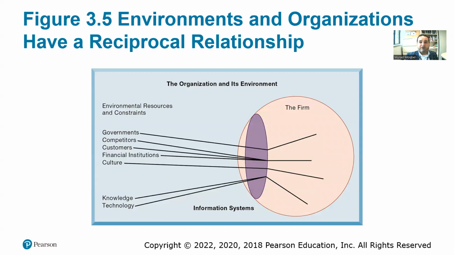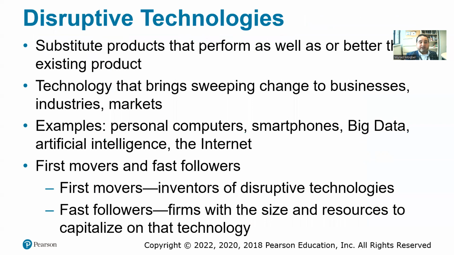So when we talk about the environment and the organization, we can see that we have the external environment and the internal environment. Some examples of the external environment to our organization include the governments, the competitors, customers, and financial institutions, and the internal environment includes the organizational culture, the knowledge, and technology that we have within the organization. So there are some disruptive technologies that can affect our organization.